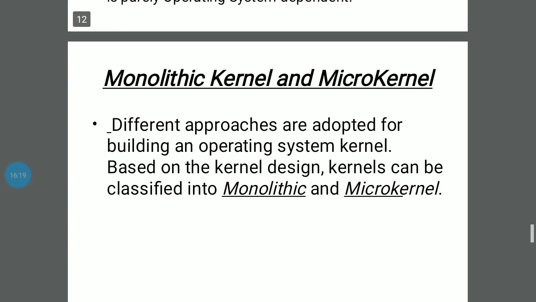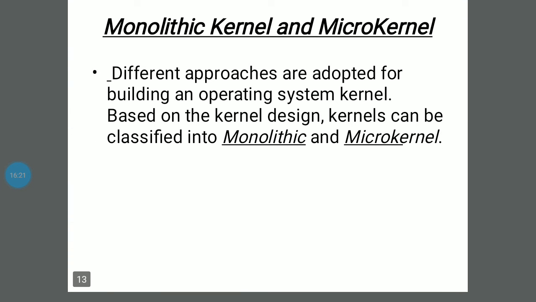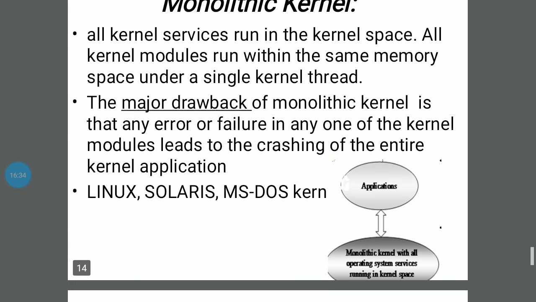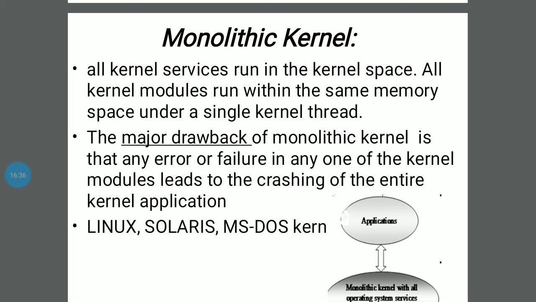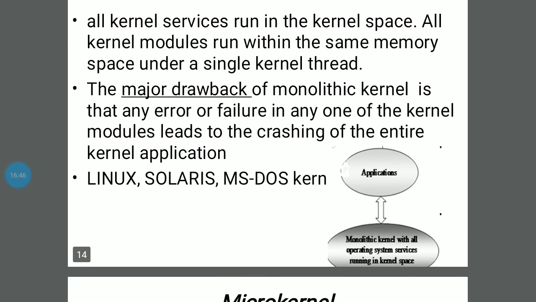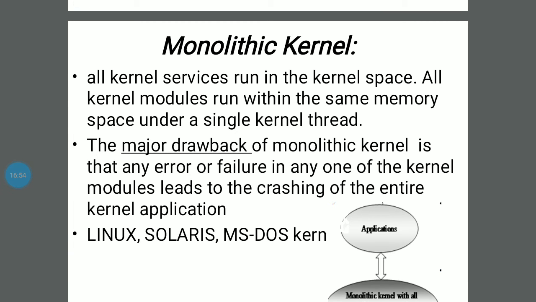Okay, next, different approaches are adopted for building the operating system kernel based on the kernel design. Kernels can be classified into monolithic and microkernel. A monolithic kernel is nothing but all kernel services running in the kernel space. All kernel modules run within the same memory. Here you can see the diagram. All the application services can be run in the single kernel itself, in a single kernel thread.